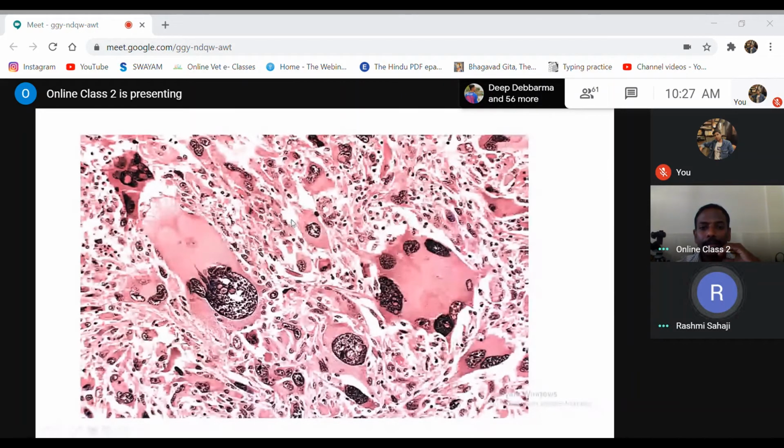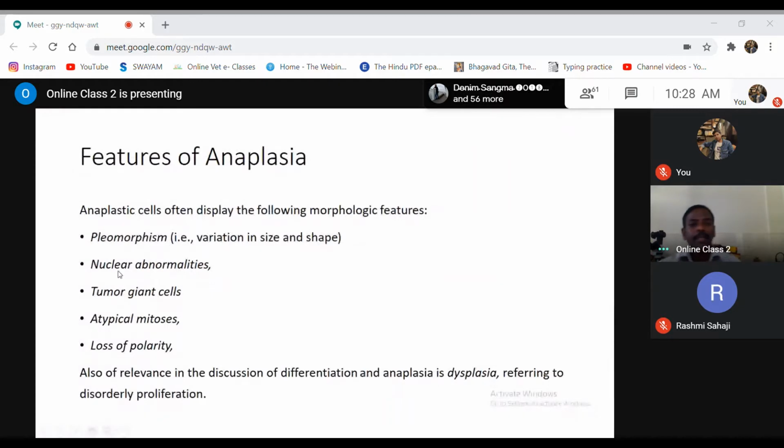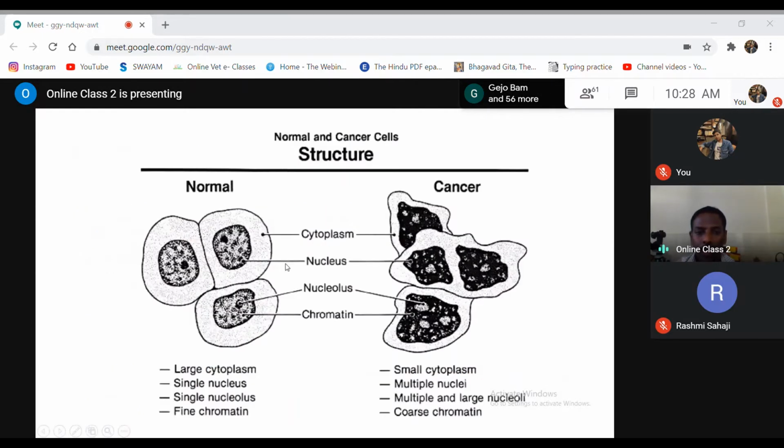Yes, sir. So that is the first feature, pleomorphism. Then the second feature is nuclear abnormalities. What are those? Nuclear abnormalities means, say in this schematic, this is of course a schematic, what you can find is that the nucleus is more circular or oval in shape. Whatever the shape may be, it is a consistent shape you can find.